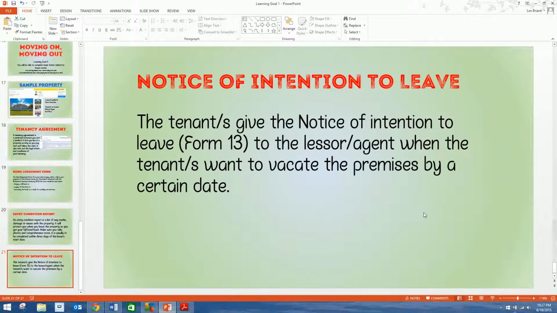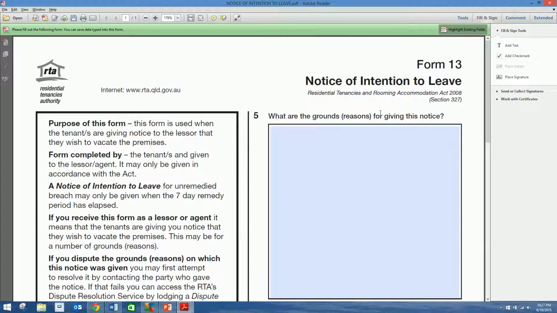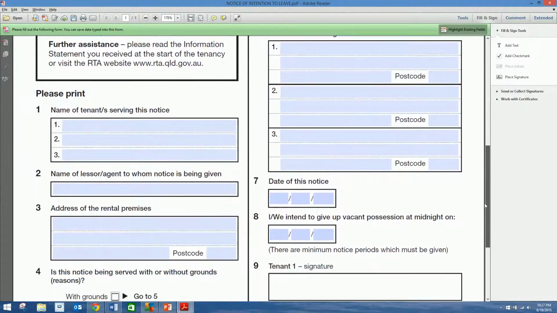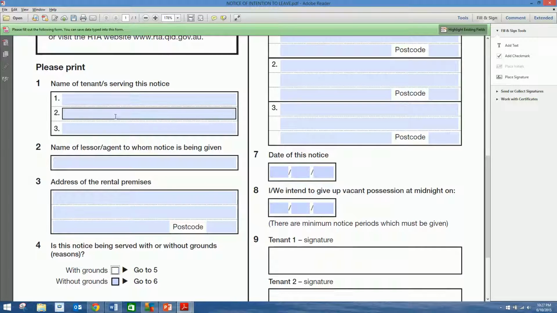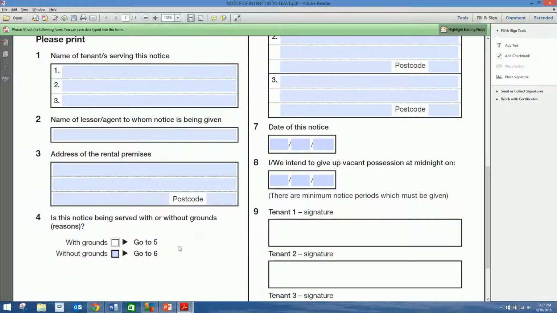And let's have a look at that form. It's fairly easy. So the name of the tenant, so we put Michael and Carl. We put the name of Ray White Alderley. We put Araluen Street. Okay, now is the notice being served with or without grounds, so with reasons? This is mostly relevant if you are applying to leave out or within your lease. So if you signed a lease for 6 months and after 4 months you want to leave, you would need to have very strong grounds for leaving. You're breaking your lease.